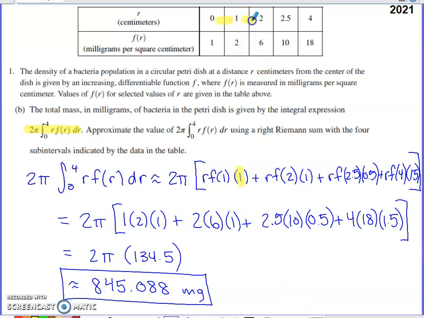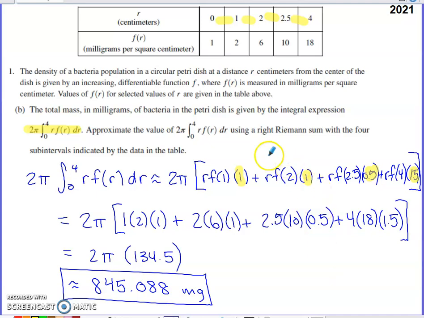My next interval goes from 1 to 2. Width is 1. Next interval goes from 2 to 2.5, width is 0.5, and then 2.5 to 4.5, width is 1.5. So those are pretty easy to establish. You've done that sort of calculation anytime you've computed a Riemann sum, a trapezoidal sum in the past.